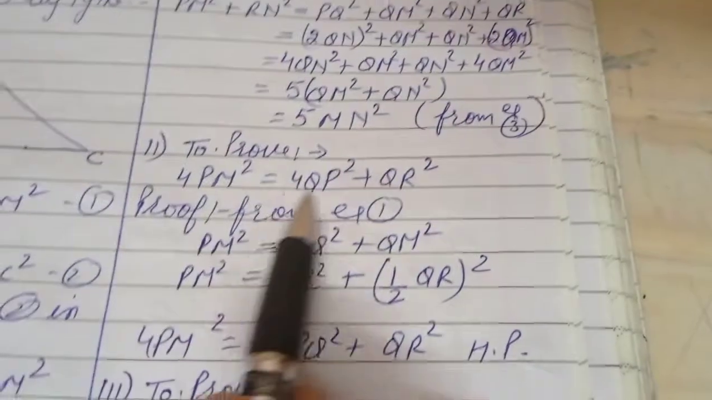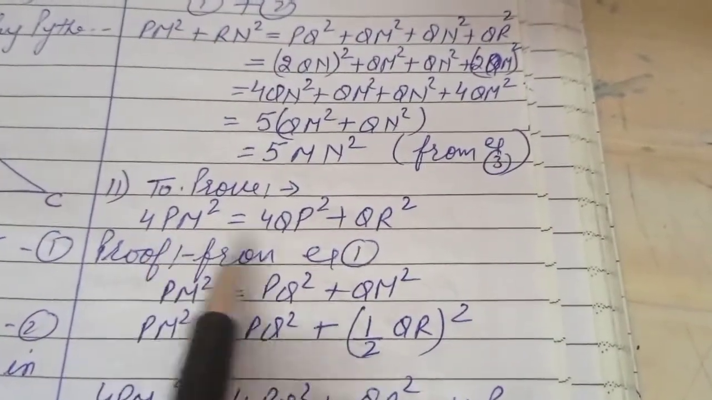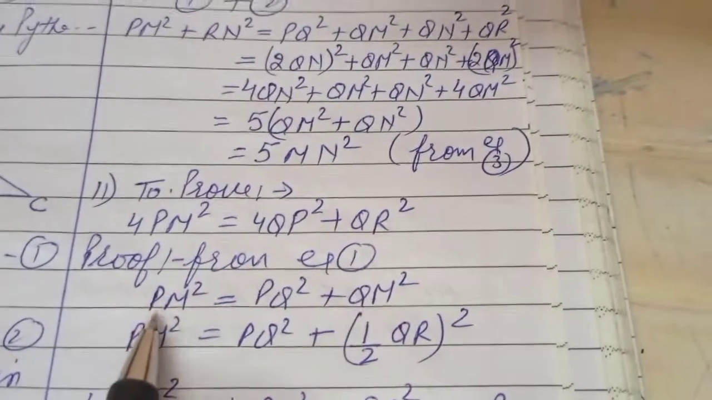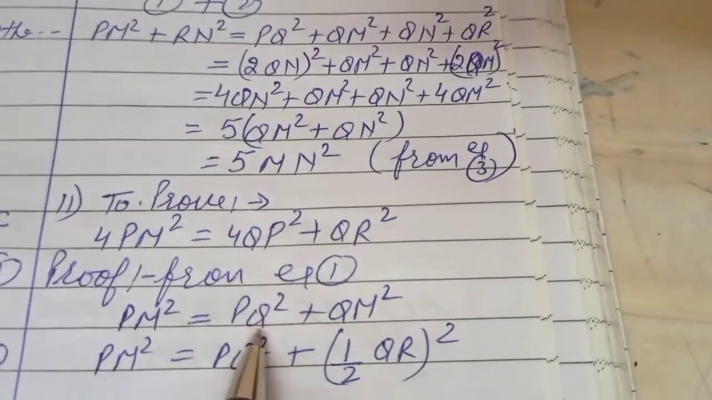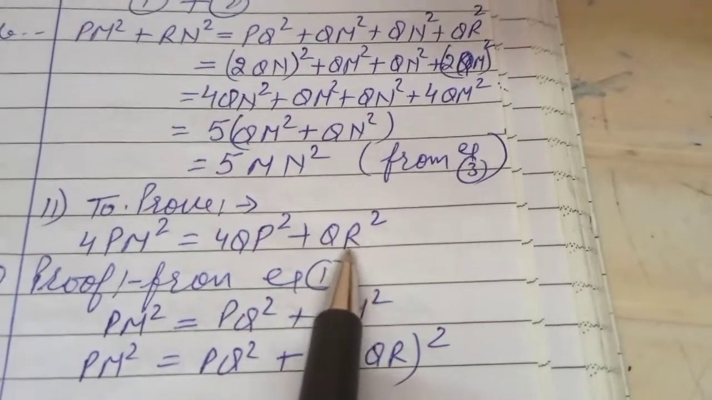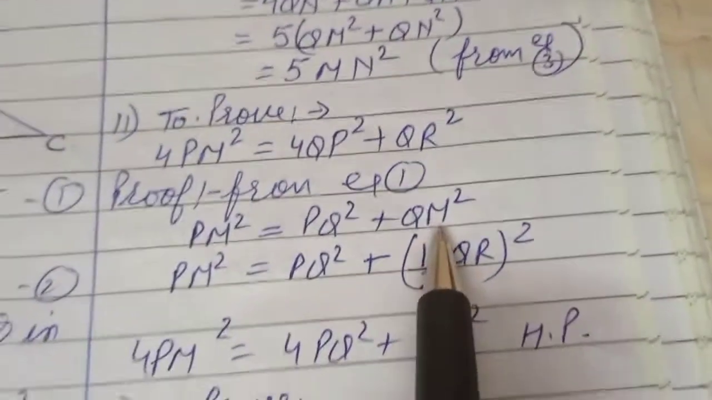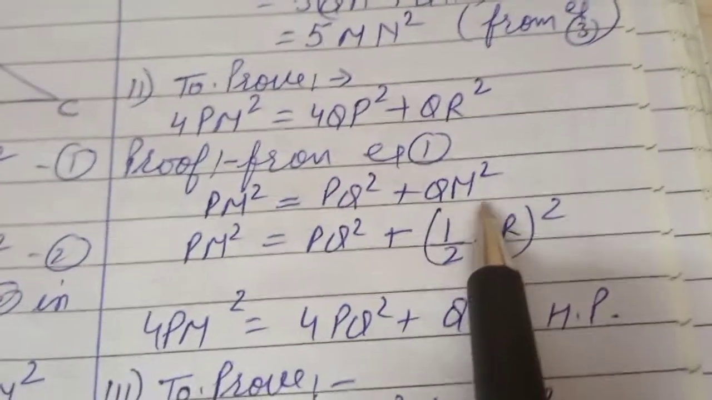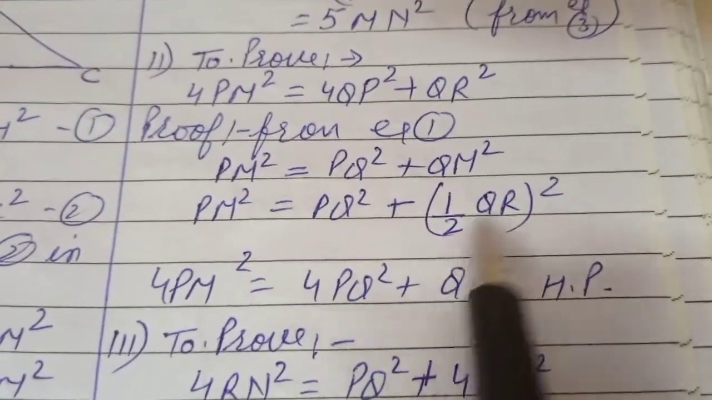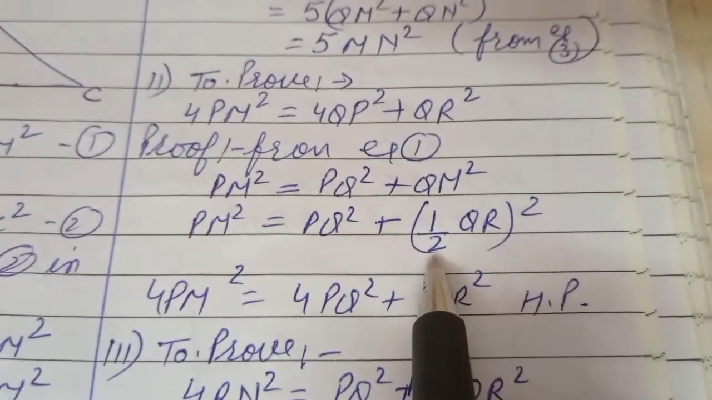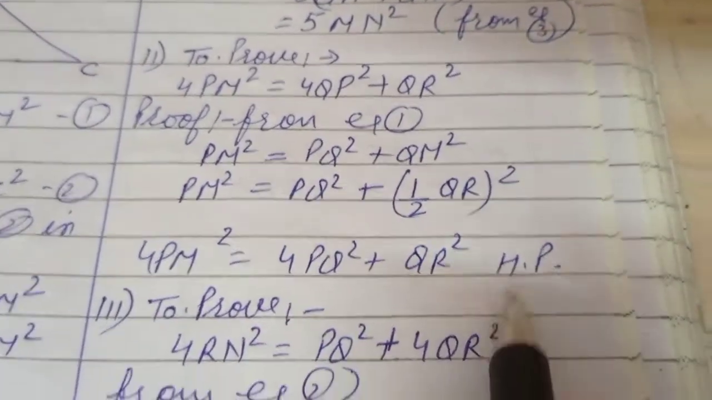Second part, you have to prove 4PM square is equal to this equation. For this, I took the first equation, that was this. Now compare it. PM square we need, QP square also we need, but in place of QM we need QR. Now what is the relation of QM and QR? QM is half of QR because M is the midpoint. Replace it. Open the square, it will be 1 by 4, take 4 this side, it will multiply over here also, and then the result.